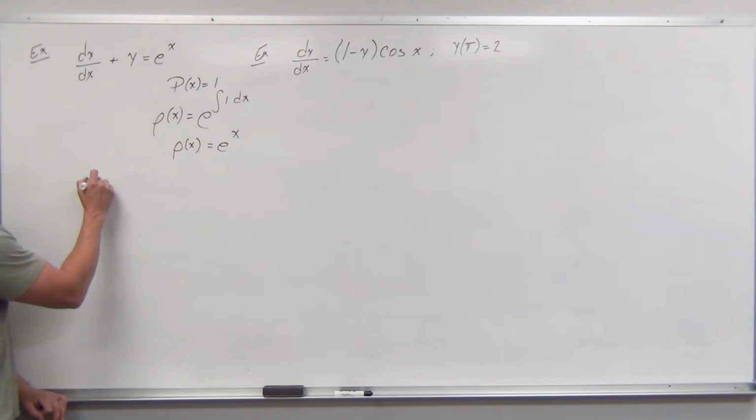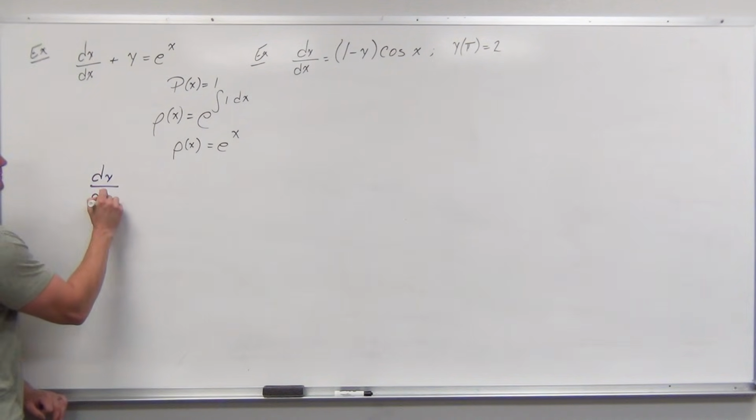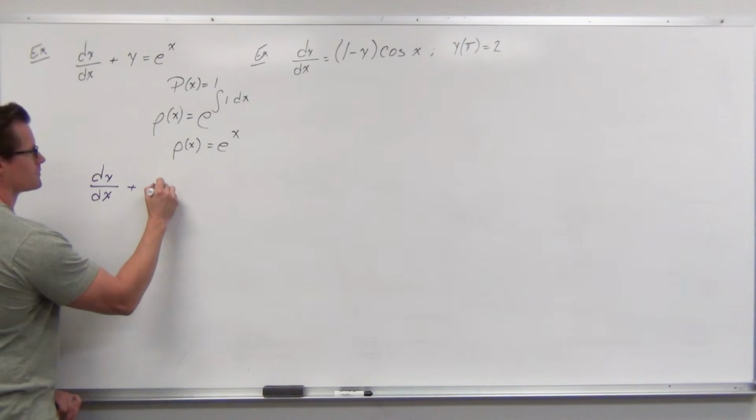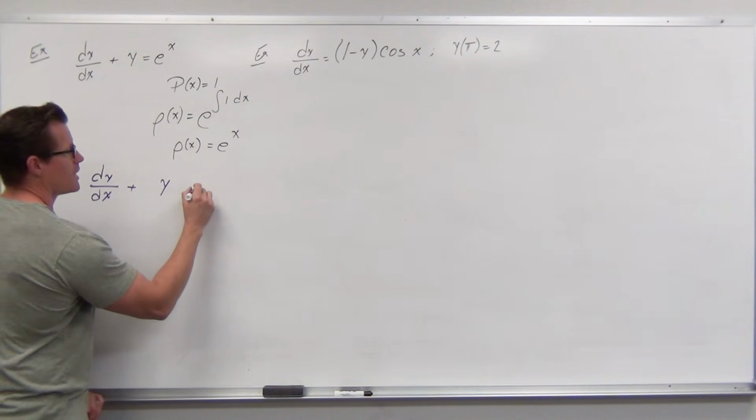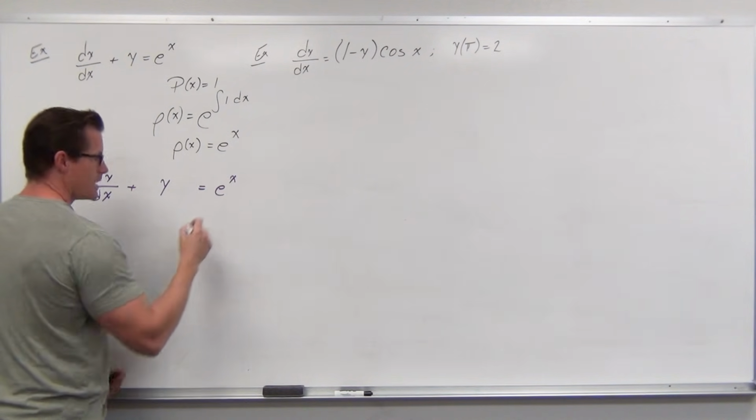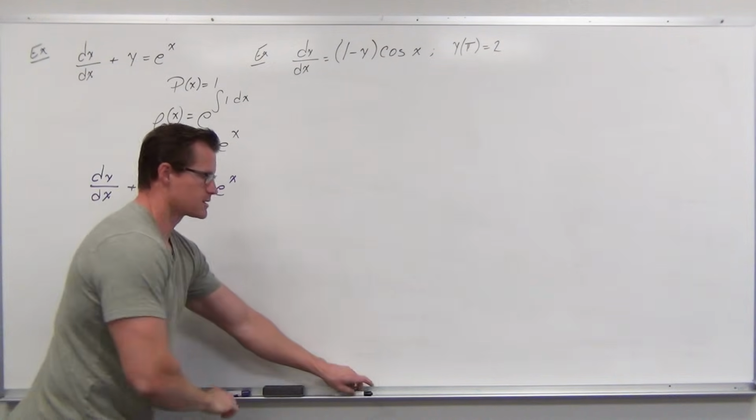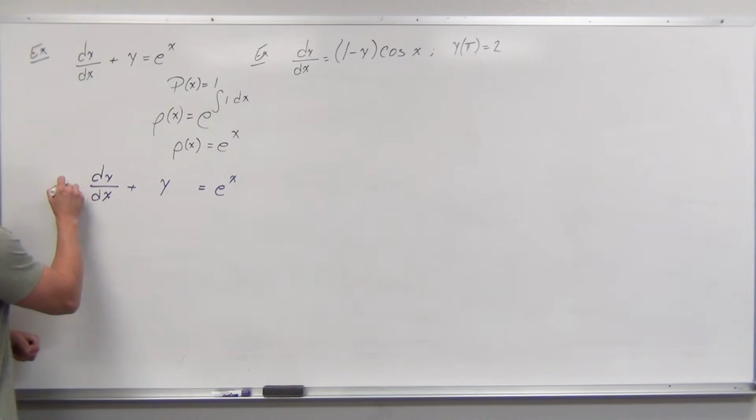So let's multiply. That's dy dx plus y equals e to the x. And we're going to multiply everything times e to the x.